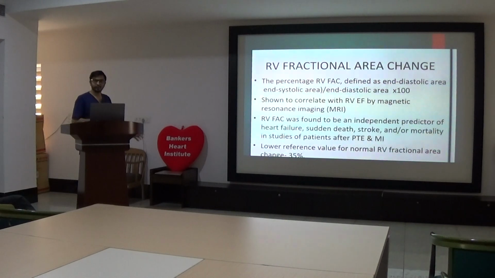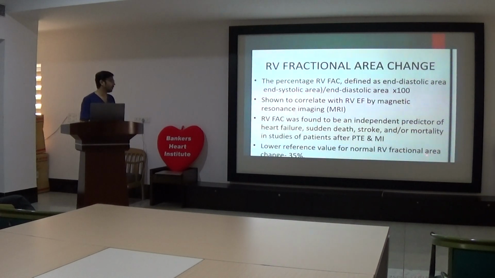It correlates with MRI, which is basically the reference, because there is some underestimation of the RV function in this method. So they want to say that MRI is more accurate for RV ejection fraction. RV fractional area change was found to be an independent predictor of heart failure, death, stroke, and mortality in risk stratification. This study shows that it is an independent risk factor.